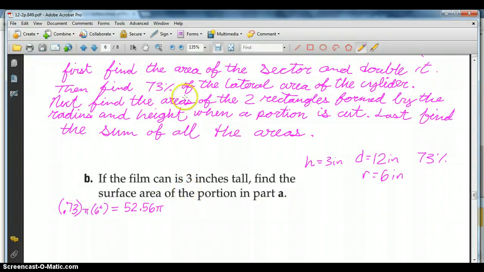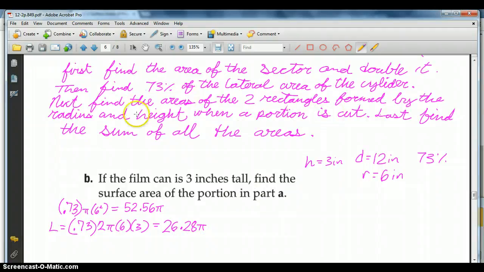The next thing that we want to do is find 73% of the lateral area of the cylinder. So our lateral area is our circumference times our height. So we want 73% of 2 pi radius times height. So if we simplify all this, take 0.73 times 2 times 6 times 3 and leave it in terms of pi, we get 26.28 pi.